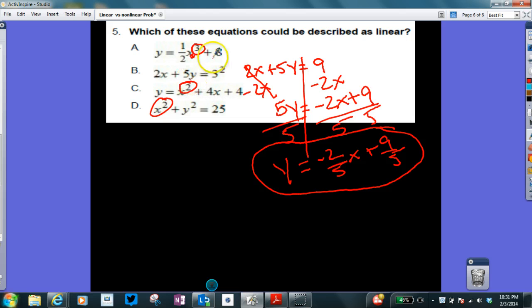So here, when I look at this one, I got to look, where's the exponent located? If it's over a number that can be squared, that's fine, because 3 squared is 9. But when I look and I see it over the x, that tells me nonlinear right off the bat.